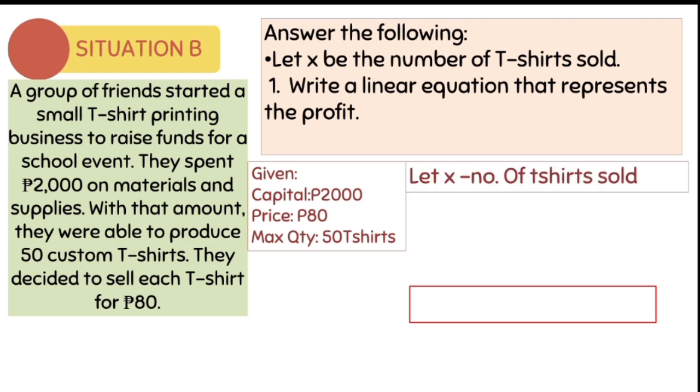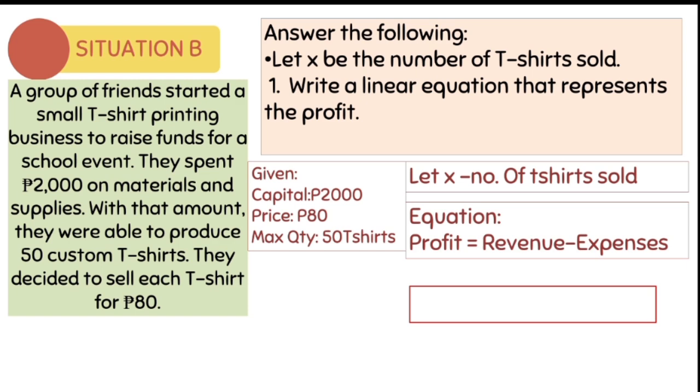So we let X be the number of t-shirts sold. So our equation is the same. We need to get the profit by using revenue and deducting expenses. So P of X is equal to 80x minus 2,000. So revenue again is a product of price and the number of t-shirts sold.